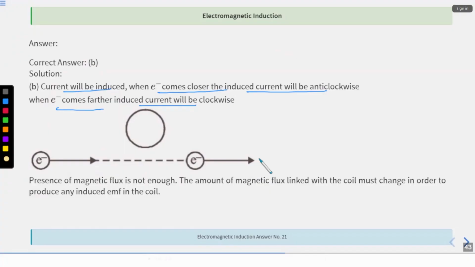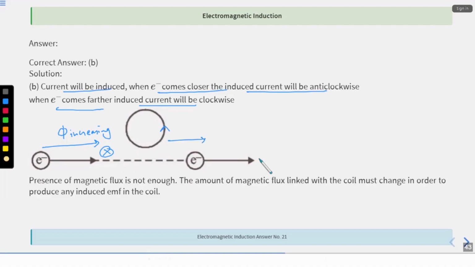What is happening here is that when the electron is coming closer to us, the flux is increasing. So when it is coming closer, the current will flow in the anticlockwise direction. Why so? Because flux is increasing in the inward direction. When the electron is coming closer to the loop and you use your right hand thumb rule, the flux will increase in the inward direction. So to counter that, using Lenz's law, there should be a current in the coil which flows in the opposite direction to oppose it. That's why the current will flow in the anticlockwise direction.